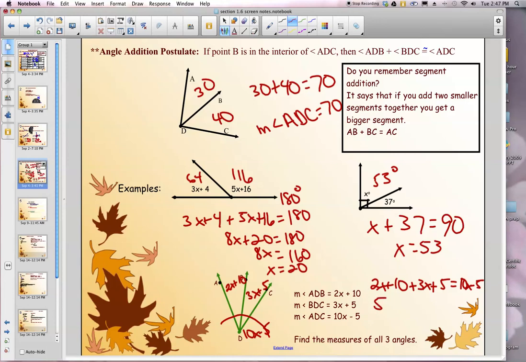2 and 3 is 5x, plus 10 plus 5 is plus 15. I would minus my 5x over here. I would add my 5 over here, and x is 4. So that means that the value of x has to be 4 for this problem to work. So 2 times 4 is 8, plus 10 is 18. 3 times 4 is 12, plus 5 is 17. And 10 times 4 is 40, minus 5 is 35. So 18 plus 17 equals 35. Yep, we did it right.